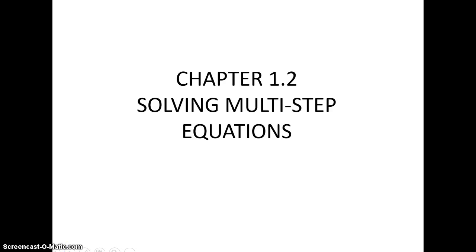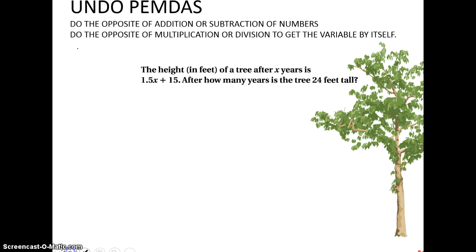Chapter 1.2, Solving Multi-Step Equations. When we're doing equations, we need to undo PEMDAS, which means we do the opposite of addition or subtraction of numbers first, and then we do the opposite of multiplication or division to get the variable by itself.